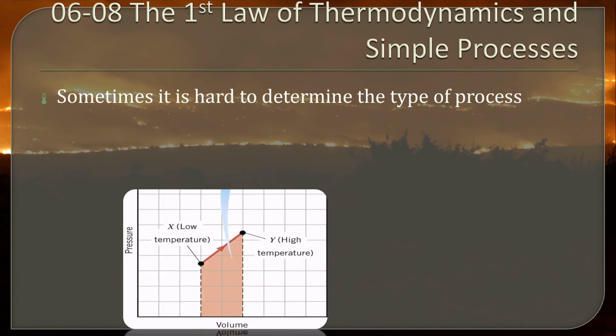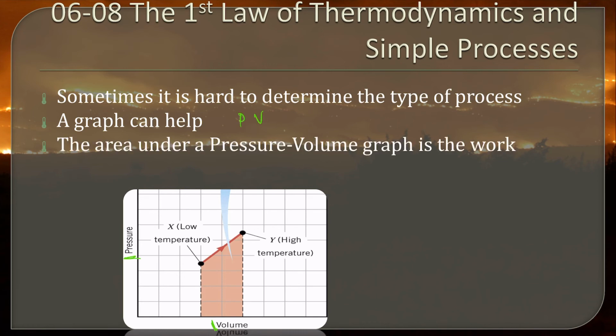Sometimes it's hard to determine the type of process, or maybe it's a couple different processes that happen. So a graph could help. If you look at a graph that's pressure and volume, so this is a pressure volume graph, the area under is the work. So all that shaded area in the graph is the amount of work that occurs as our pressure and volume change. So that's the work, and then you'd have to measure how much heat went into the system or out of the system to find your change in internal energy.